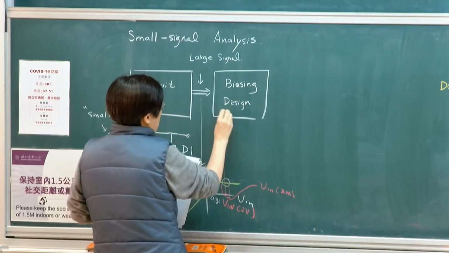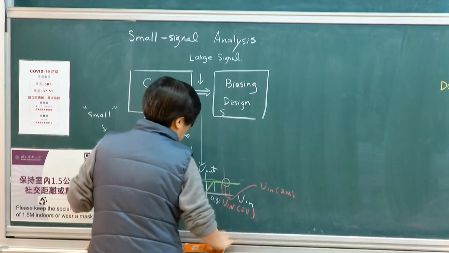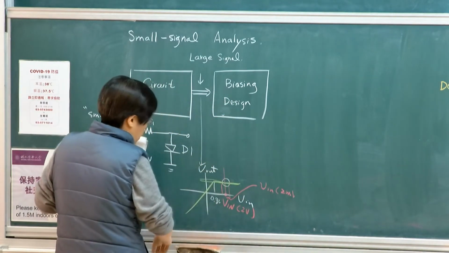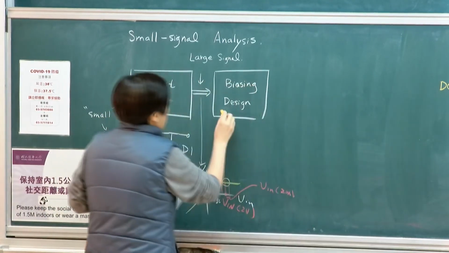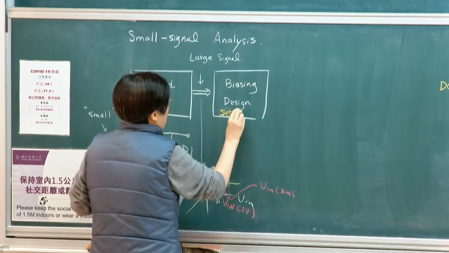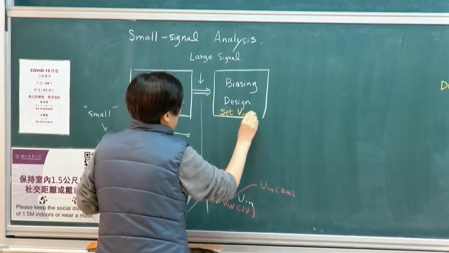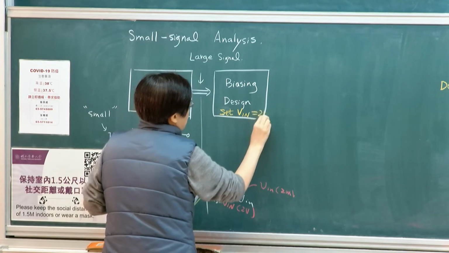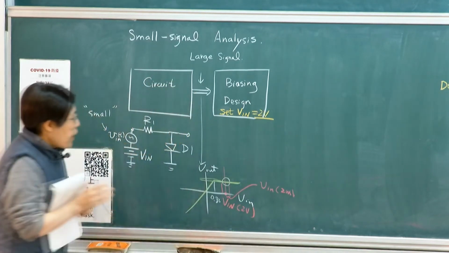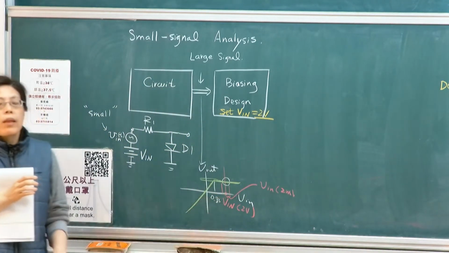What is a biasing design? The purpose of a biasing design is to set V in at this 2 volt. So I want to make sure that I'm actually at this point.